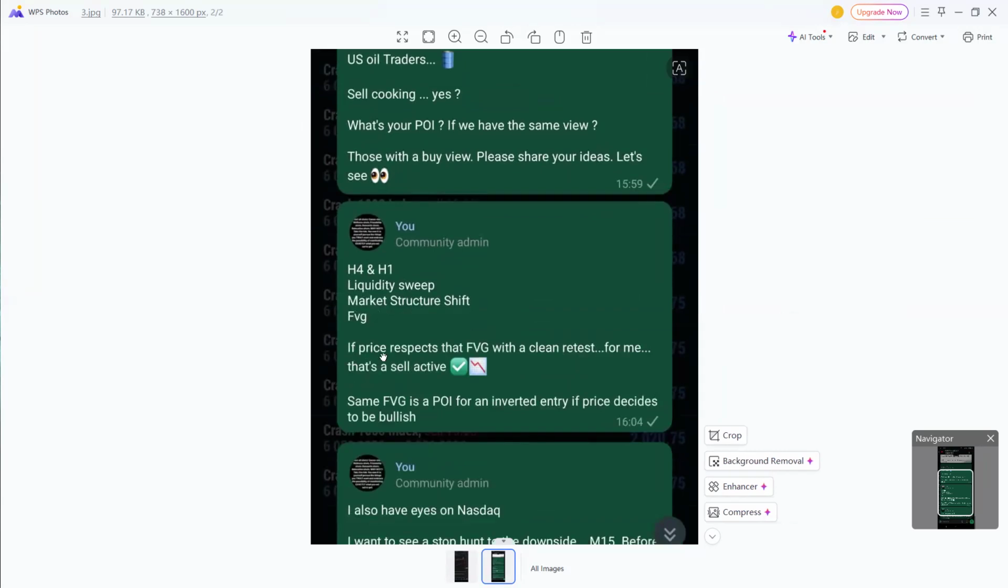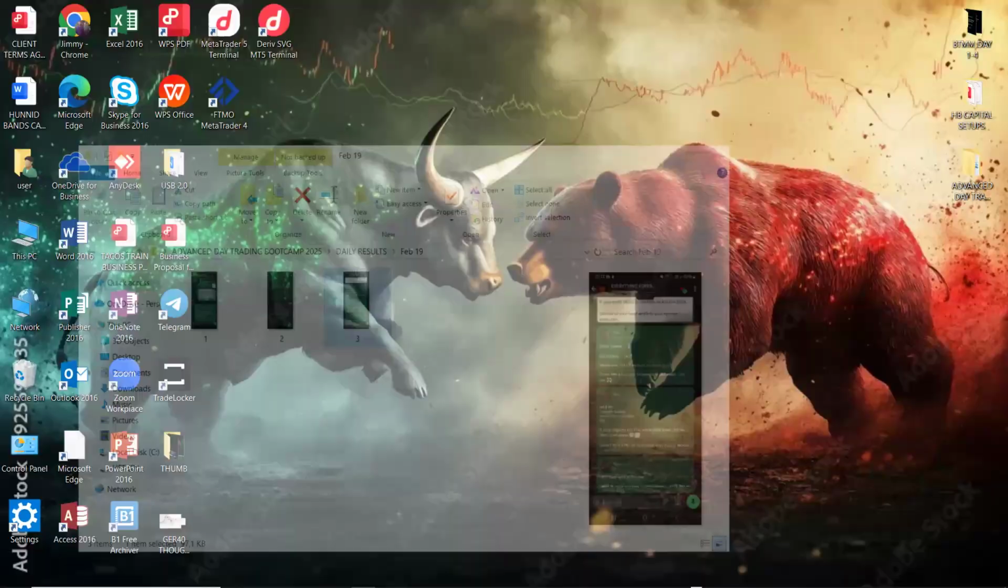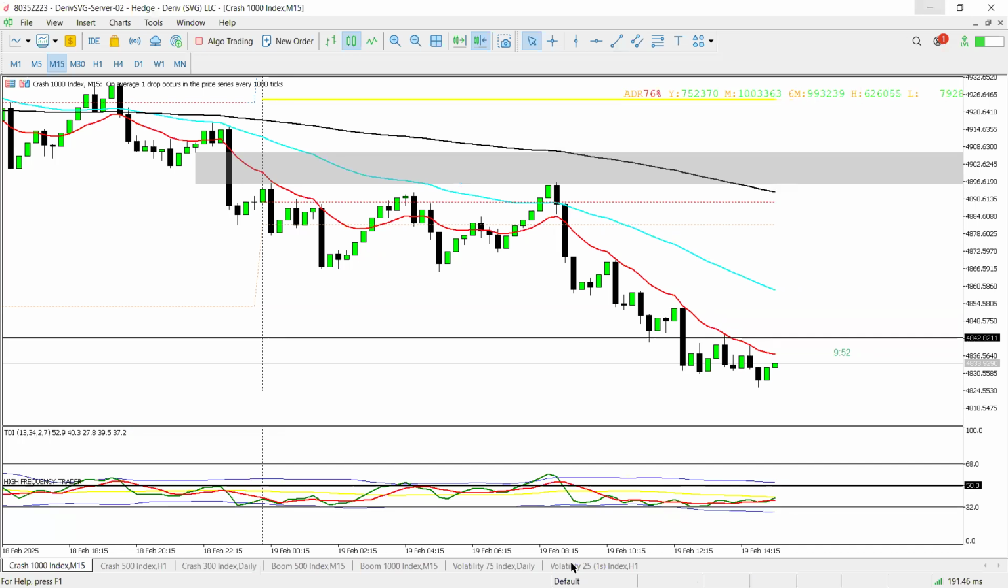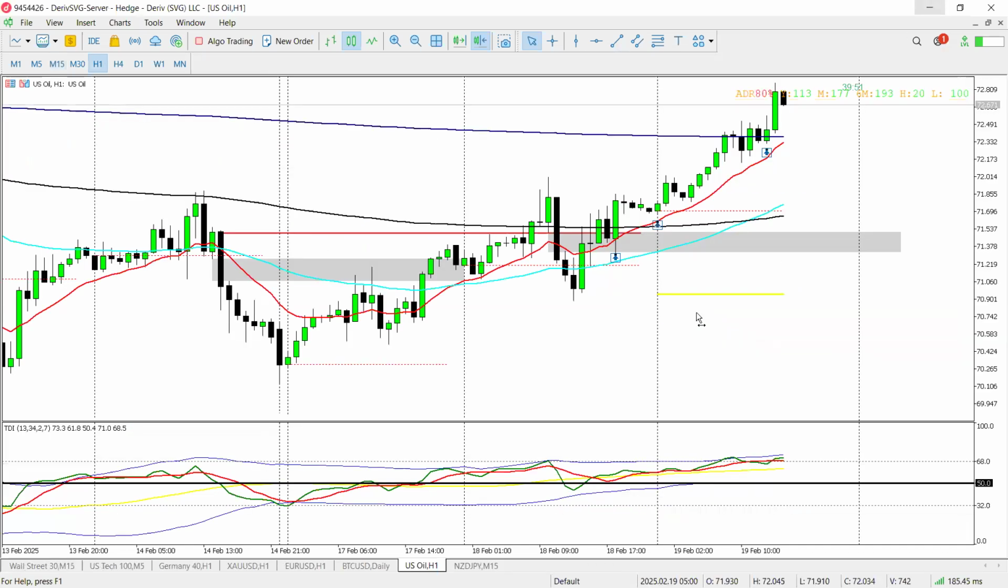Then this was the main thing. If price respects with a clean retest, for me, that's a sell active. But the same fair value gap is a point of interest for an inverted entry if price decides to be bullish. Just trying to keep it simple. One point of interest, one short, one kill. Okay, sorry, wrong chart. One short, one kill.